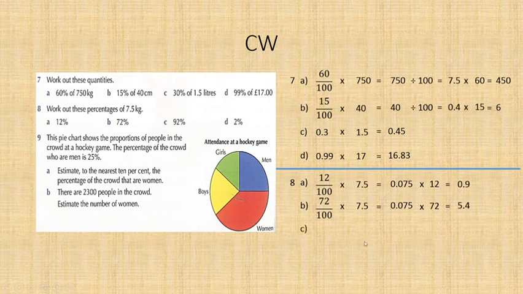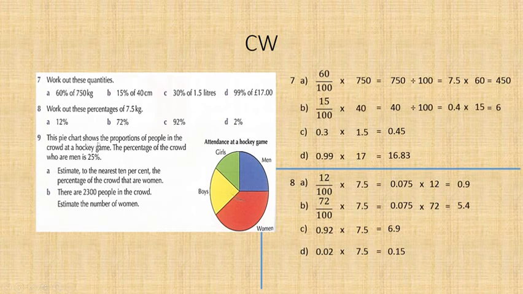Question number C, I just changed it into decimal form, so 0.92 multiplied by 7.5. So if you calculate that, the answer is going to be 6.9 kilograms. And the last question, question number D, it's 2%. It means 0.02 times 7.5, so it's going to be equal to 0.15 kilograms. Okay, kind of easy. Question number 9, it's a little bit, it needs focus.